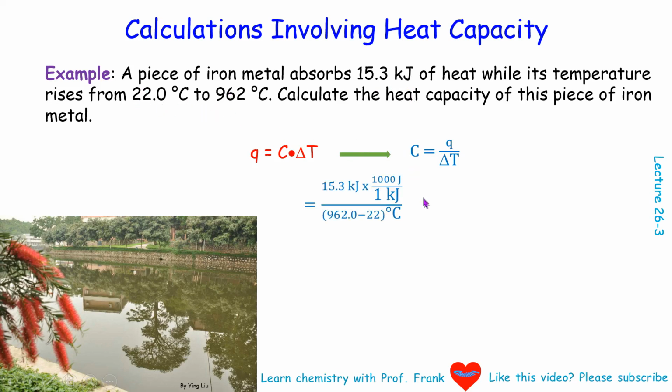All right? So therefore, we just use the heat, 15.3 kilojoules, and I want to convert from kilojoules to joules, because for the heat capacity, we are going to express that in joules per degree Celsius. Okay, so therefore kilojoules are cancelled, and now the temperature change, final temperature subtracted by the initial temperature, and now we have 16.3 joules per degree Celsius.